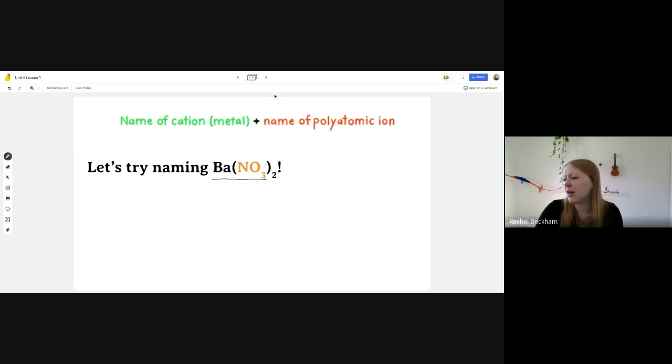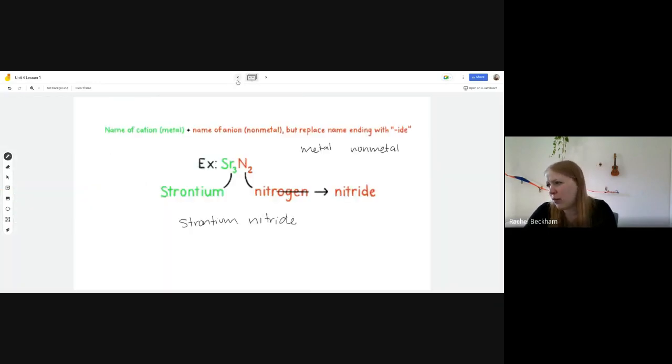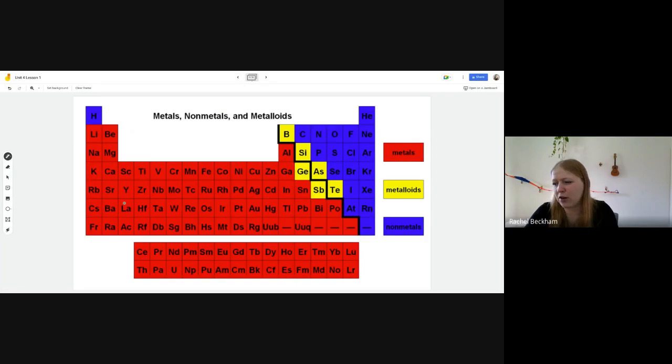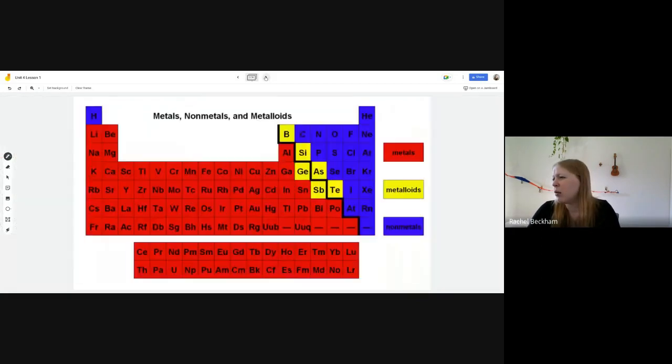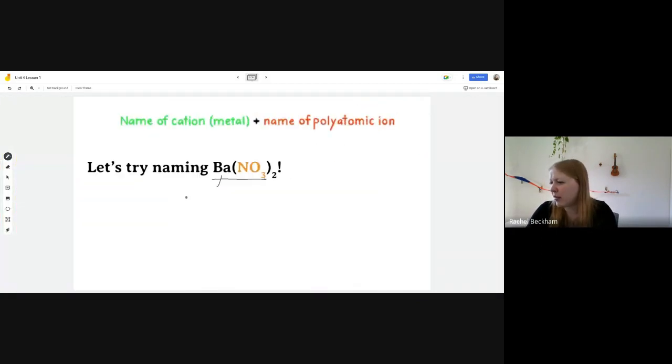What you'll need to name this compound, you notice that there is Ba, which I can find on the periodic table. Ba is right here, so I can figure out its name. Ba is barium. But what you'll notice is that the second substance is multiple elements together.